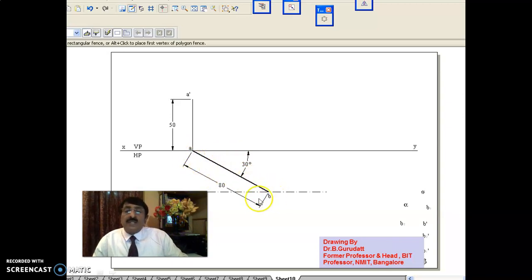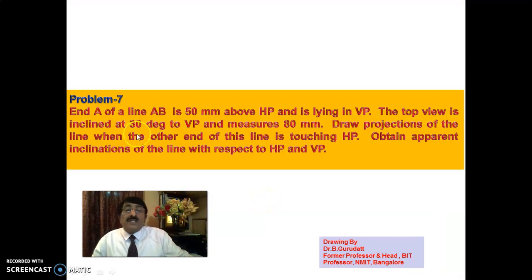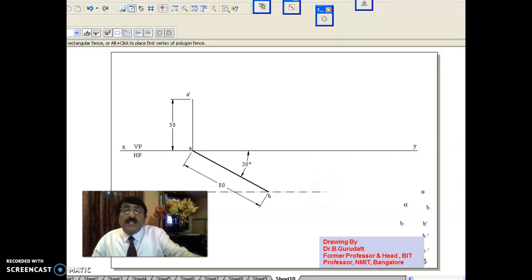Okay. Now you see here, how to get B dash? You know very well. Other two parameters are already over: 30 degrees, 80 mm. The third parameter is the hint they have given: draw projections of the line when the other end of the line is touching HP. The other end of the line is B, and B touching HP means that B dash should be on XY line. B is here, so corresponding B dash should be on XY line only. Can you understand this? That means three parameters are there.